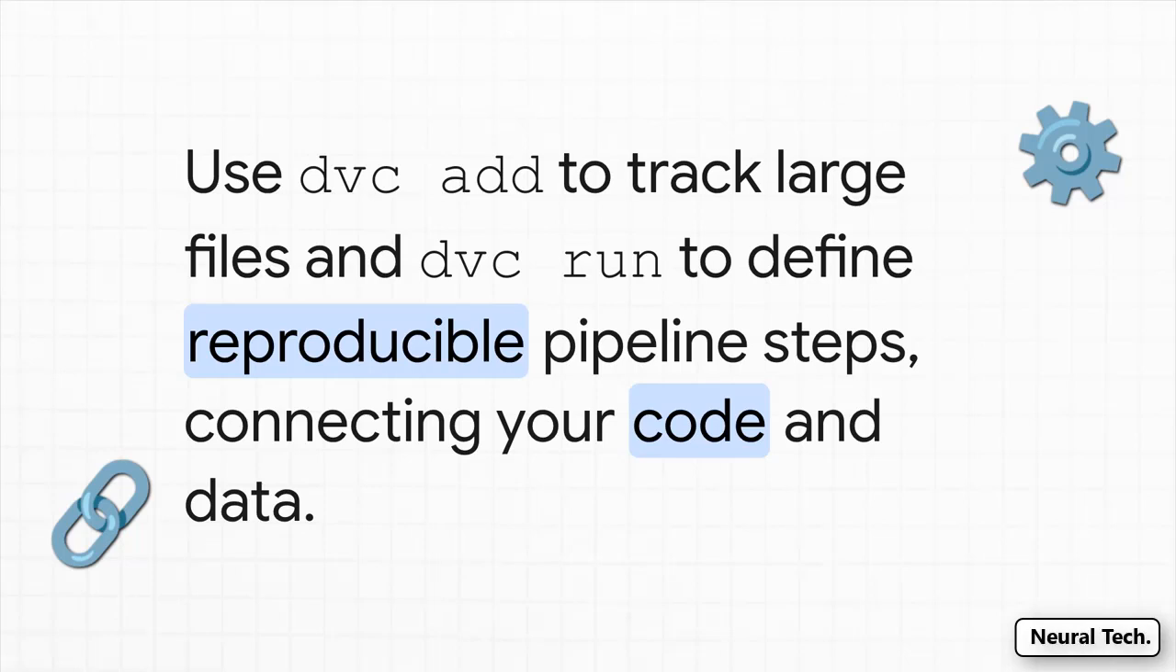You use dvc add to tell it to track a big data file. DVC then cleverly stores a pointer in Git, while the actual file goes to a remote storage location, like S3. Then you use dvc run to define your pipeline steps, linking code versions to data versions. It creates this perfect, unbreakable audit trail from your raw data all the way to your final model.